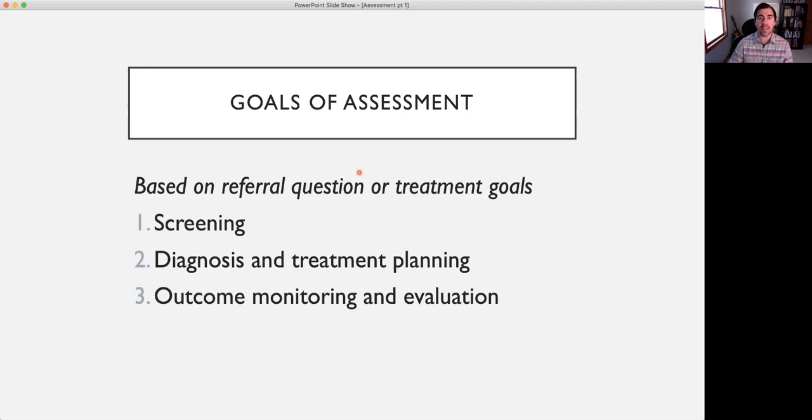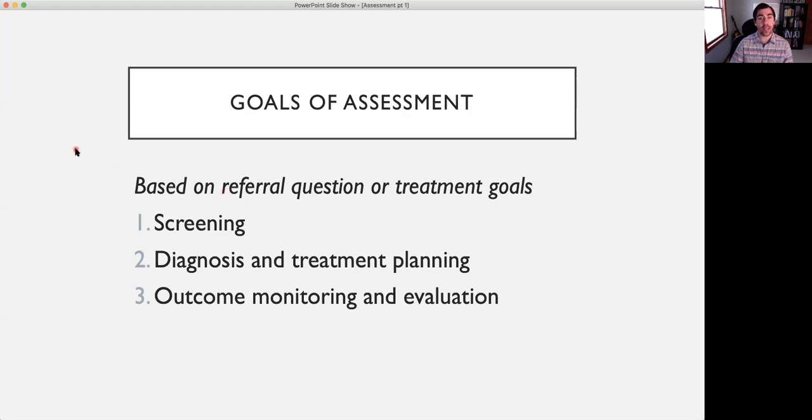really, any assessment that psychologists or other mental health professionals do generally is based on a referral question, or is based on assessing some treatment goals that have already been set up. This referral question may come from the client themselves. So they are wondering whether or not they have a particular type of disorder, or they're just coming in for therapy and trying to understand how best to deal with depression or anxiety.